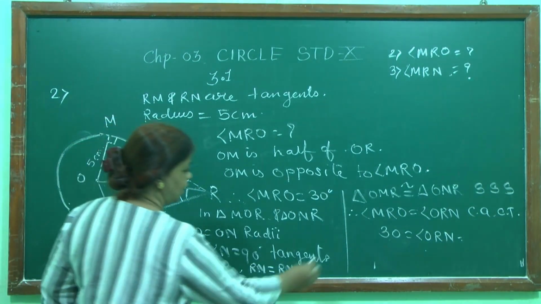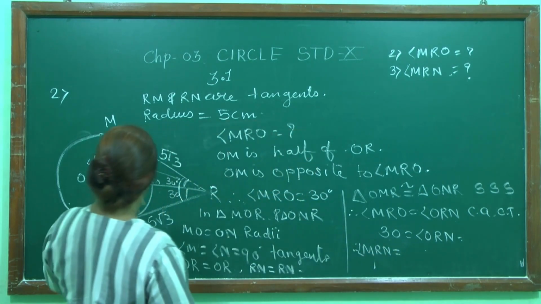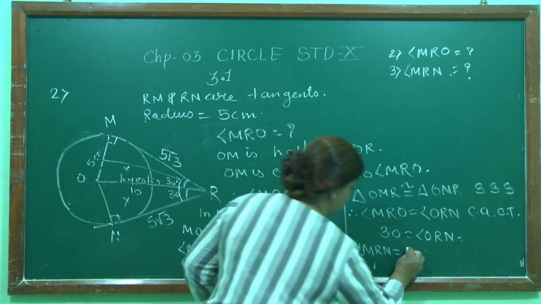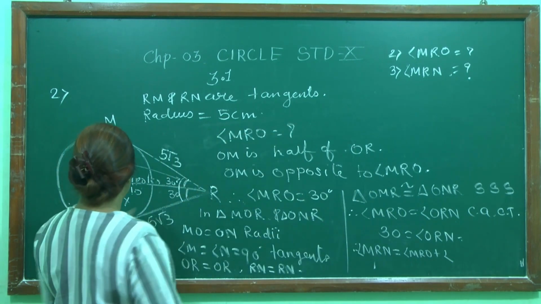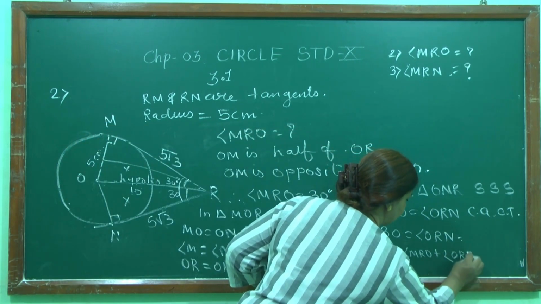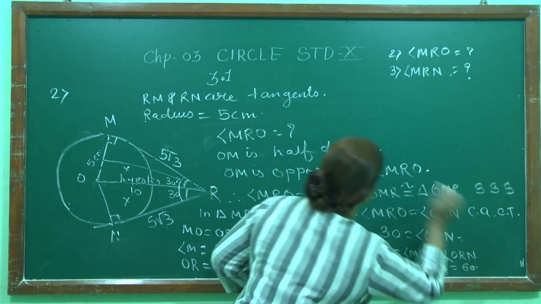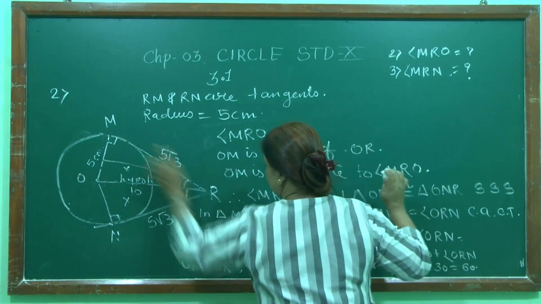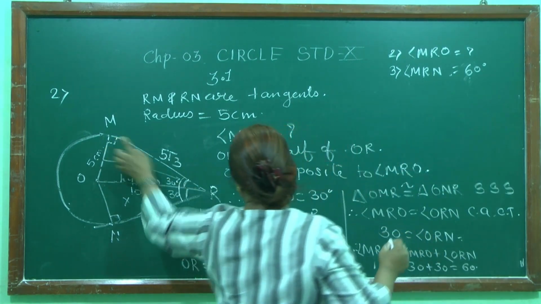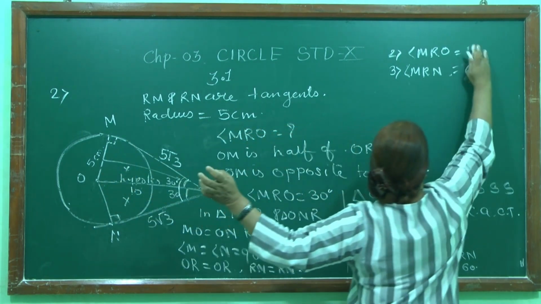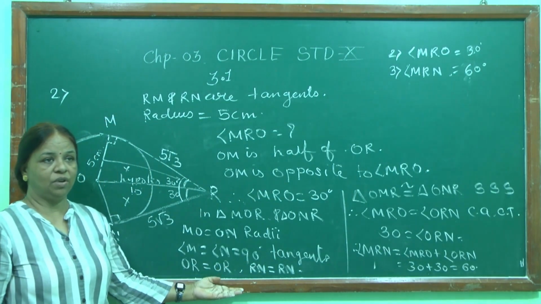MRN. Therefore, angle MRN is equal to angle MRO plus angle ORN, which is 30 plus 30, which is equal to 60 degree. So I got MRN is equal to 60 degree. MRO, I got 30 degree. So children, you can pause this and you can note it down.